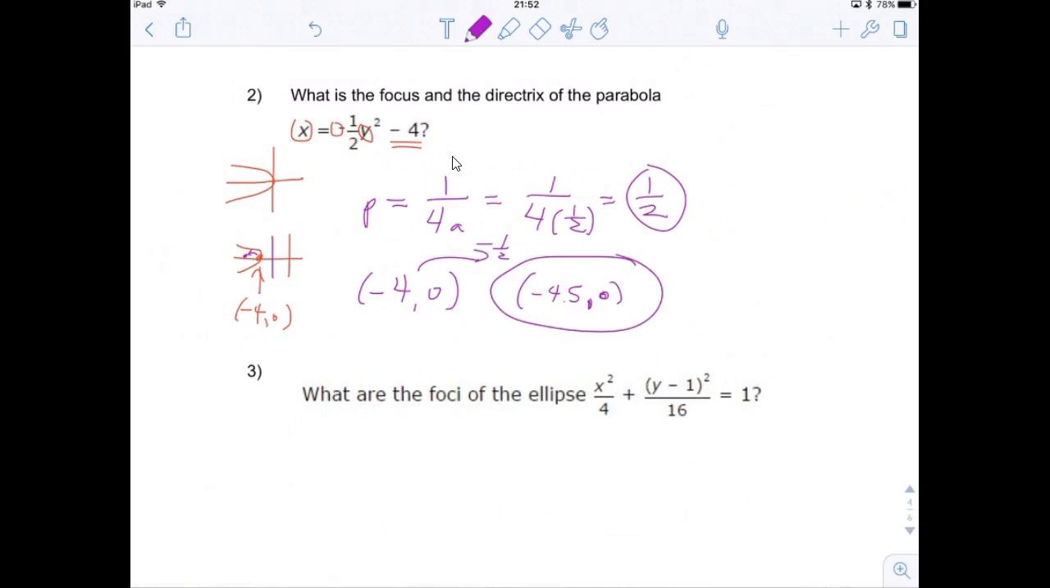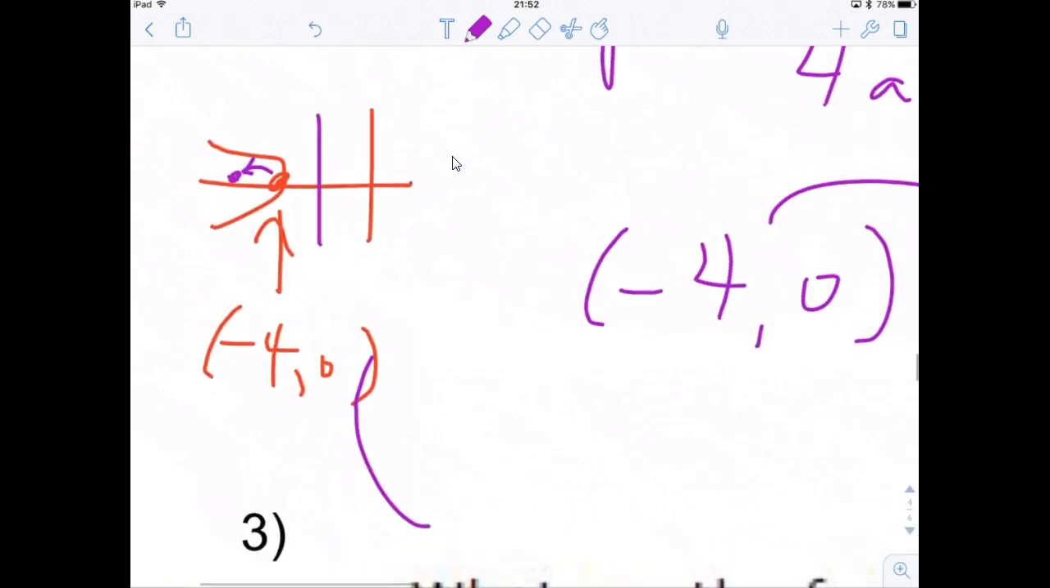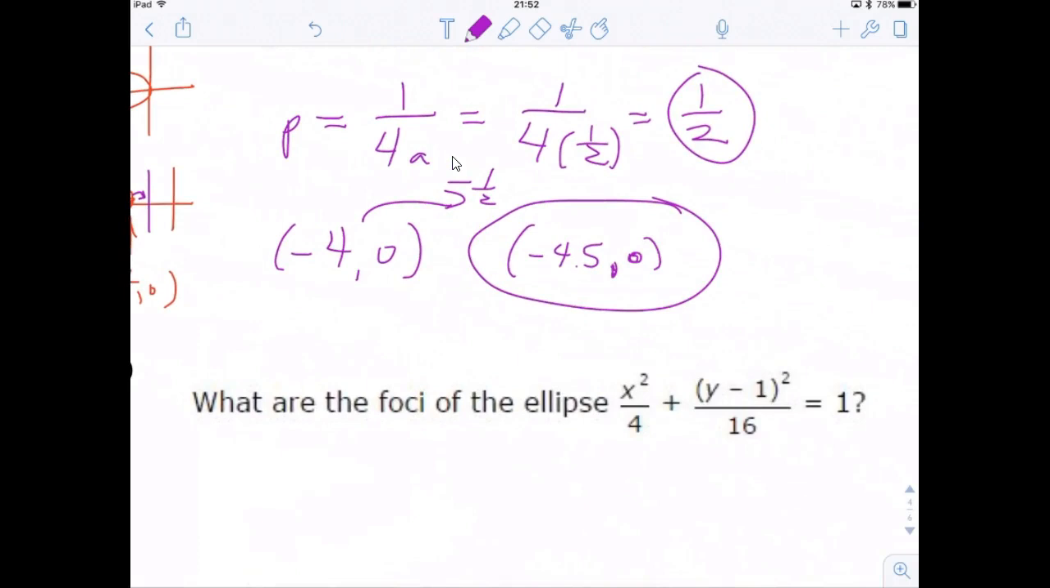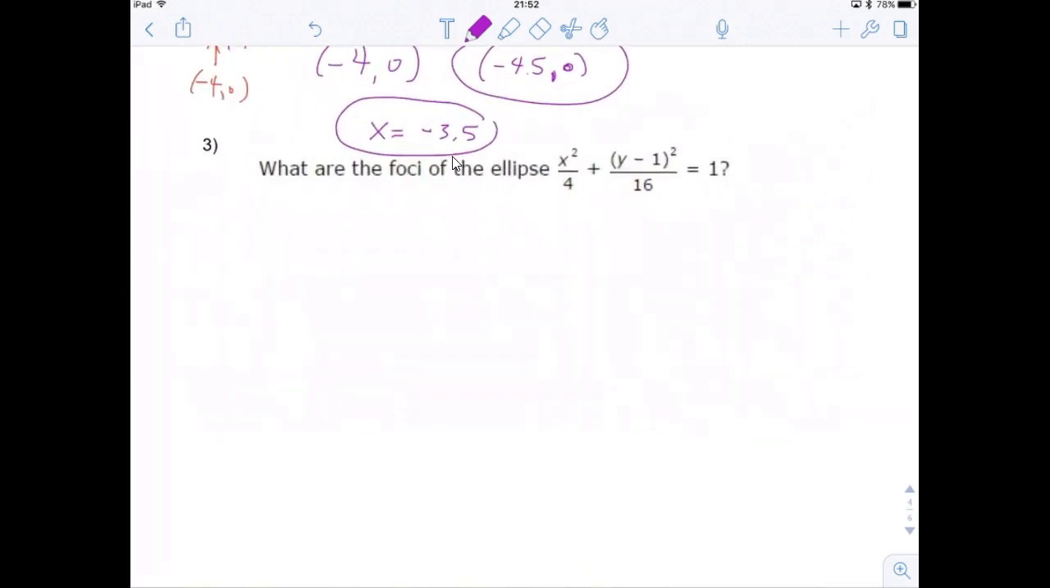Now, what is the directrix? So the directrix is 1/2 to the right of negative 4, 0. And then it would be a vertical line, so it would be x equals negative 3.5. So this would be the equation of the directrix, right? Okay, let's go to number 3.